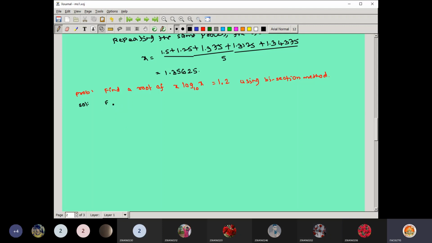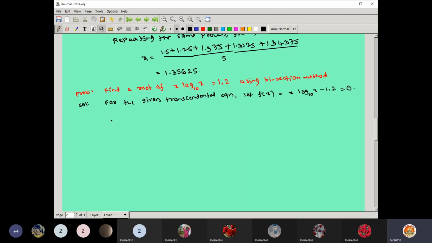So better you make a line for the given transcendental equation. Let me suppose f of x is equal to your given expression, x log x with base 10. Taking 1.2 to the left side, x log x minus 1.2 is equal to 0. So this is nothing but your given transcendental equation.